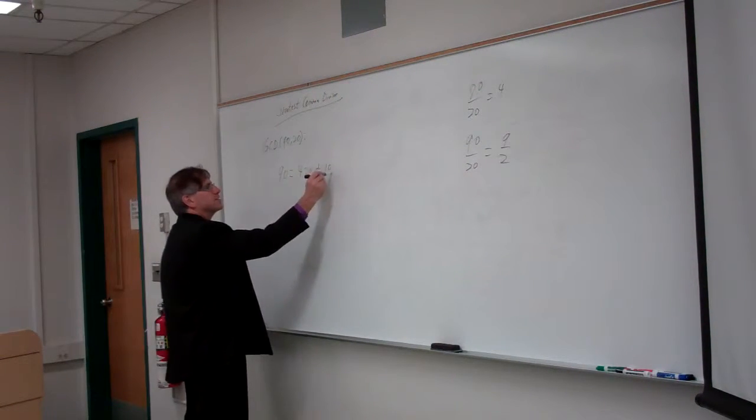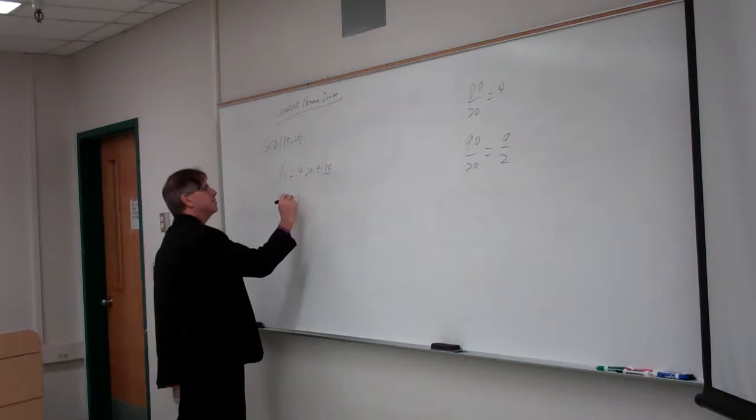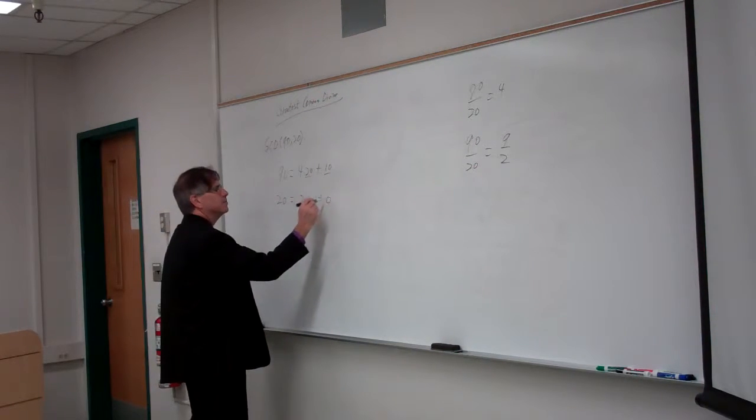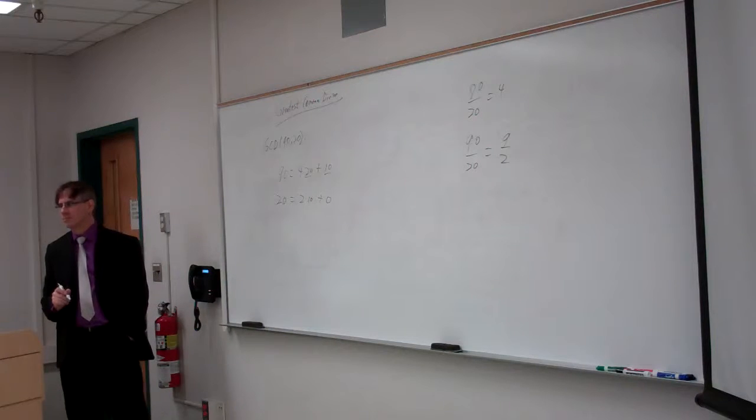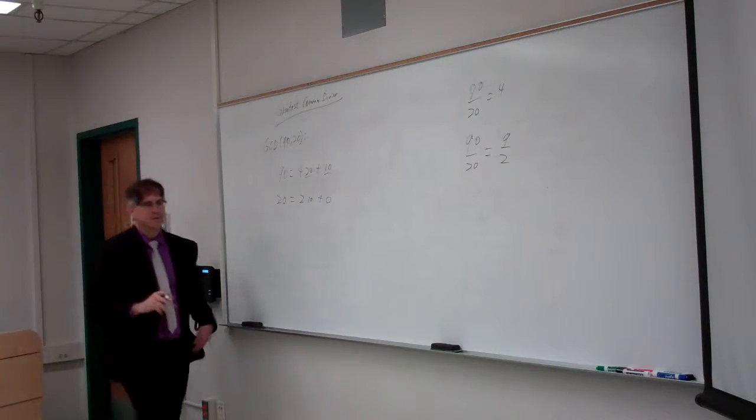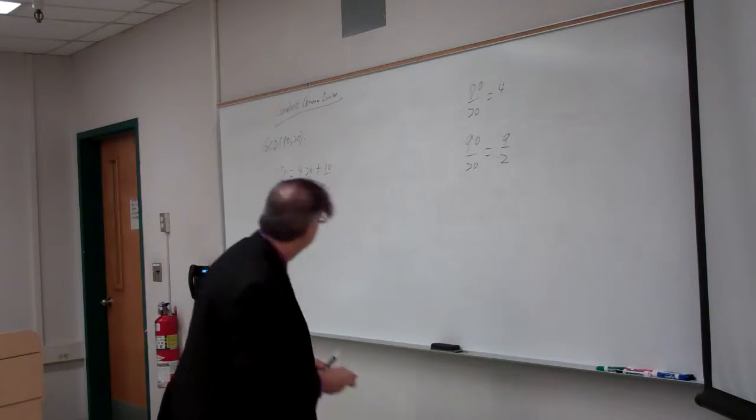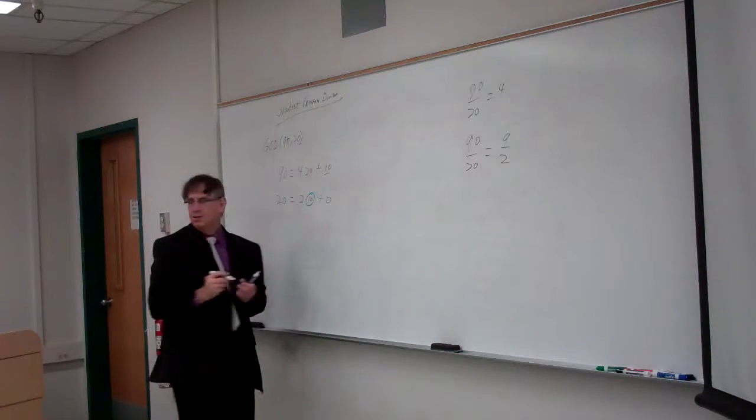Now take the 20 and the 10 and do the same thing. 20 equals 2 times 10 plus 0. Once I get down to a 0, this is my greatest common divisor.